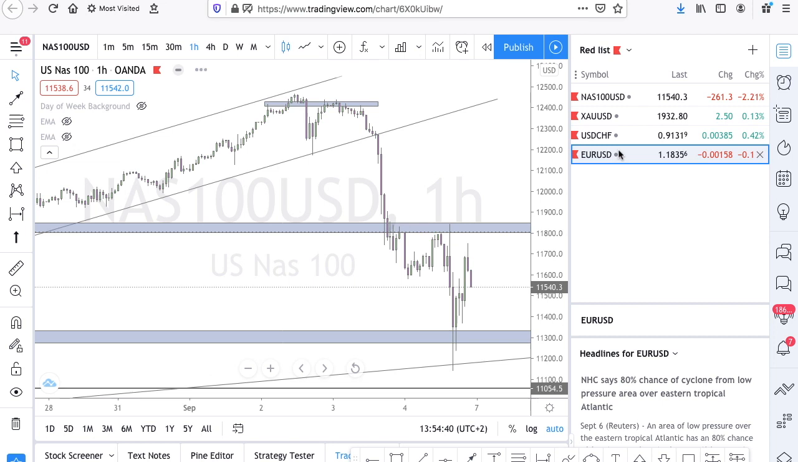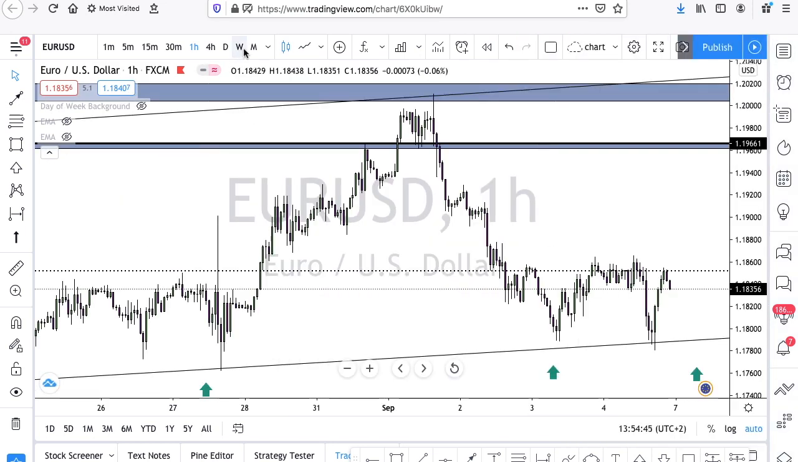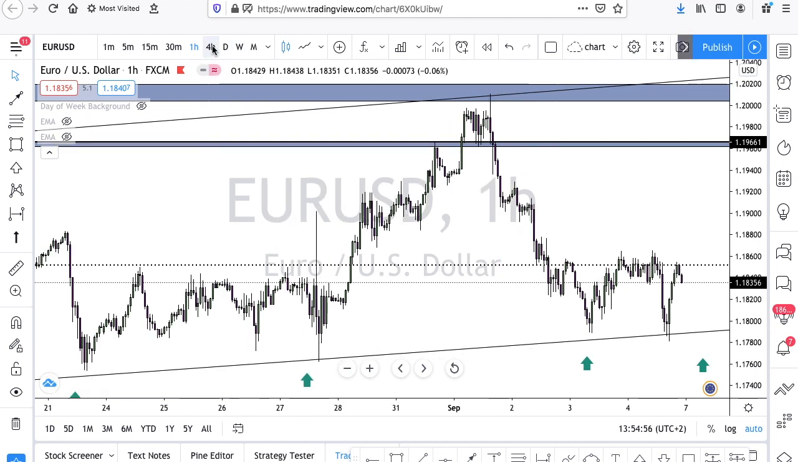For me, I do top-down analysis. I usually start from a higher time frame, either weekly, monthly, or daily, just to see the overall bias. But I start drawing my trend lines on the daily and H4. And for entries, I go to H4, H1, sometimes M15 if I want precise entries. But usually I stick to H4 and H1.